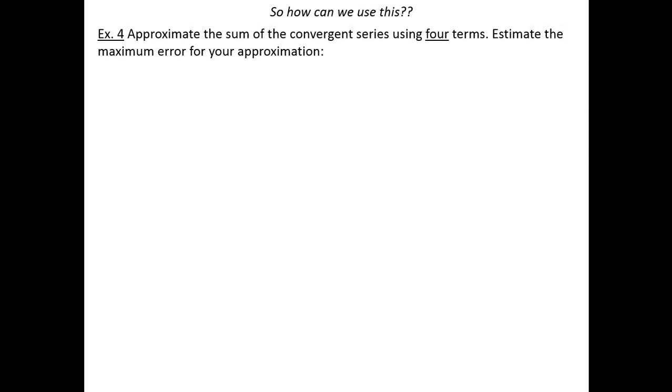You might get a question that looks like this. Approximate the sum of the convergent series using 4 terms and estimate the maximum error for your approximation. The series we're working with is 1 over n to the 5th. So notice here that this is a p series where p is 5. And like we talked about earlier, since p is 5, that's greater than 1, we know this is going to converge. The problem is we don't know what it actually converges to. So we're going to approximate the infinite sum, and we're going to do so using 4 terms, or the fourth partial sum.